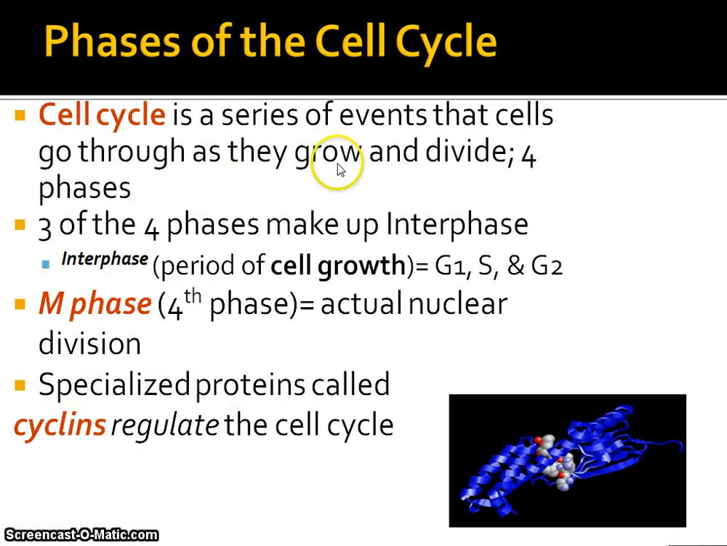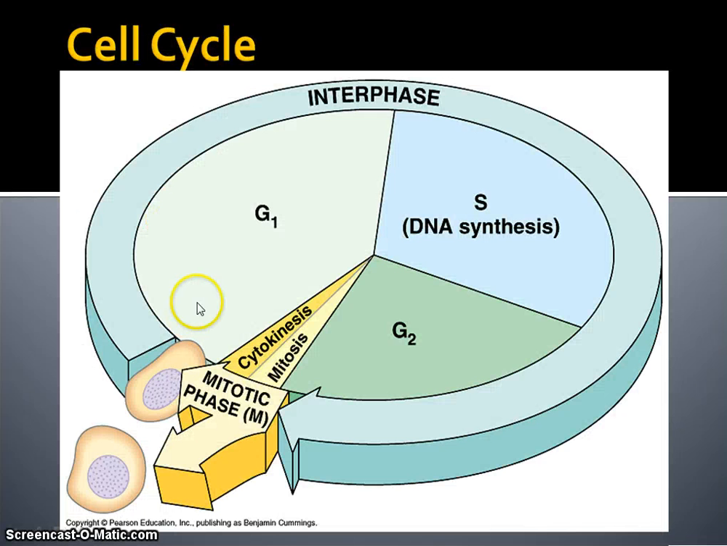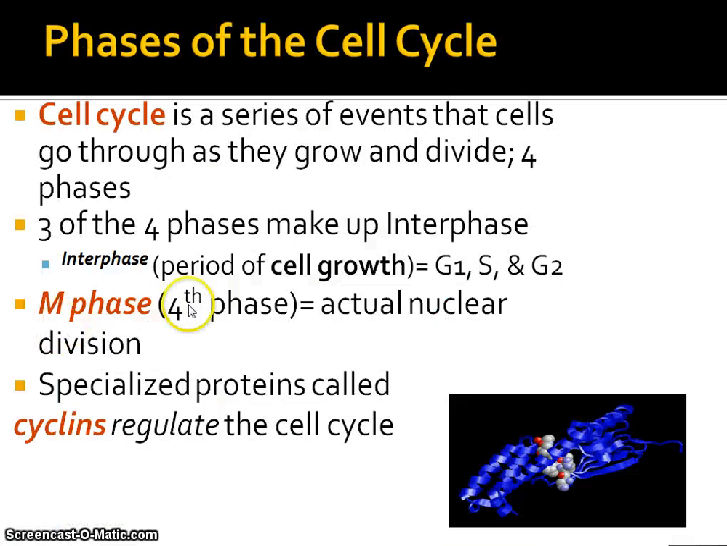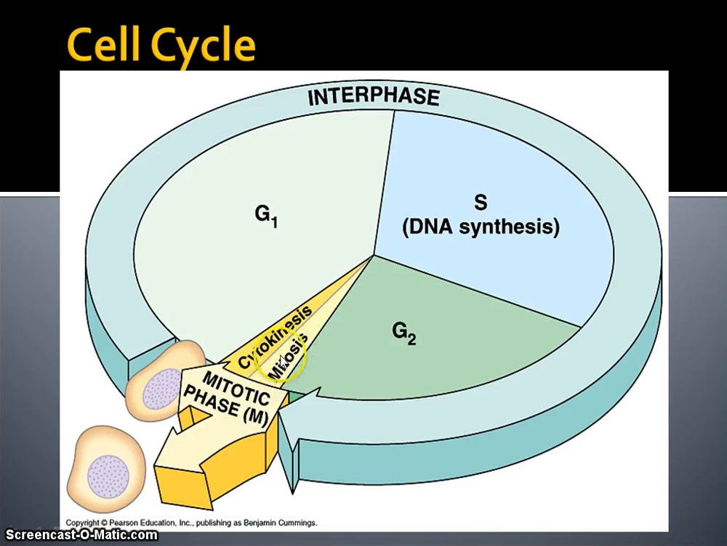So what is the cell cycle? A series of events that the cell goes through as it grows and divides. There are four phases, and that's what we looked at here. So we've got G1, synthesis, and G2, and then the mitotic phase. So interphase, which is a period of cell growth, that's what we said lasts the longest, consists of the G1, S, and G2. M phase is the actual nuclear division. So that's this part right here. So again, 1, 2, 3, 4.